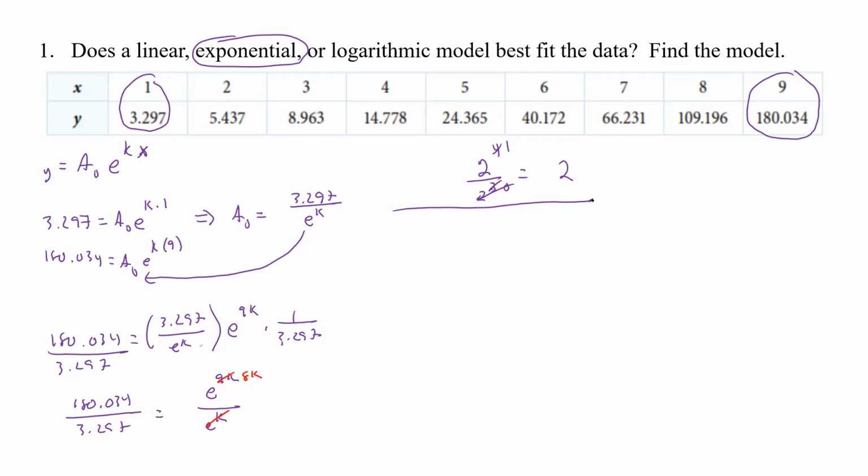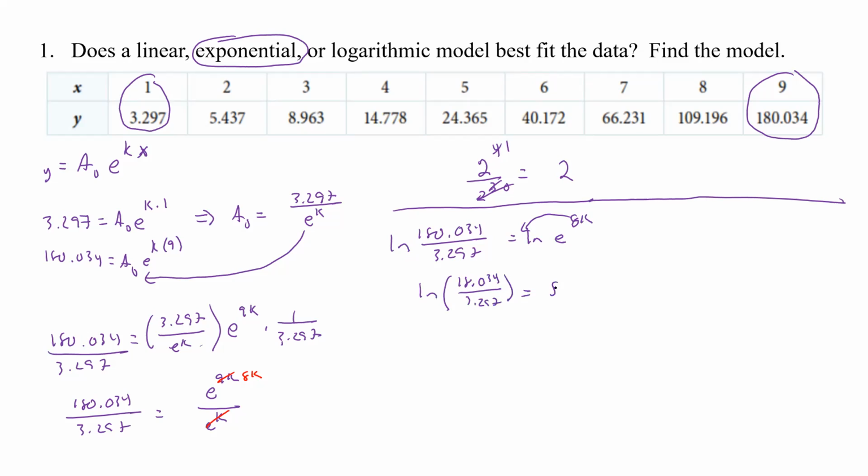All right, so let's then put this up here. And so we have our 180.034 over 3.297 equals e to the 8k. Well, now we can use logs and use the power rule to bring that down in front. Now remember, always take it to both sides, that log, otherwise you're going to have a wrong answer. And so now we have the ln of 180.034 over 3.297 equals 8k. Because remember, ln of e is just 1. Now we divide by 8.